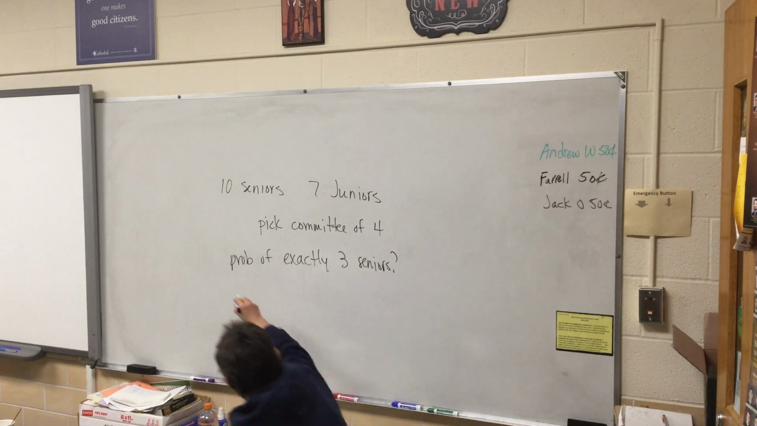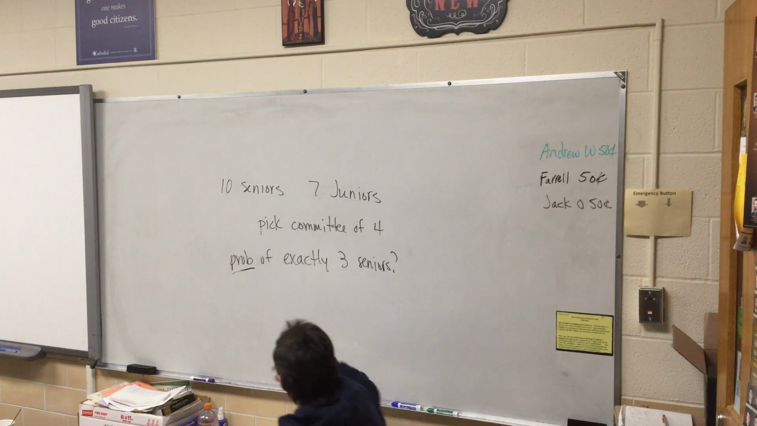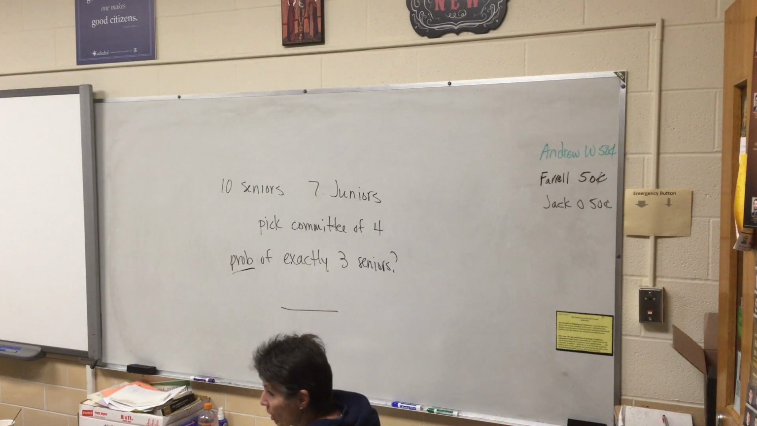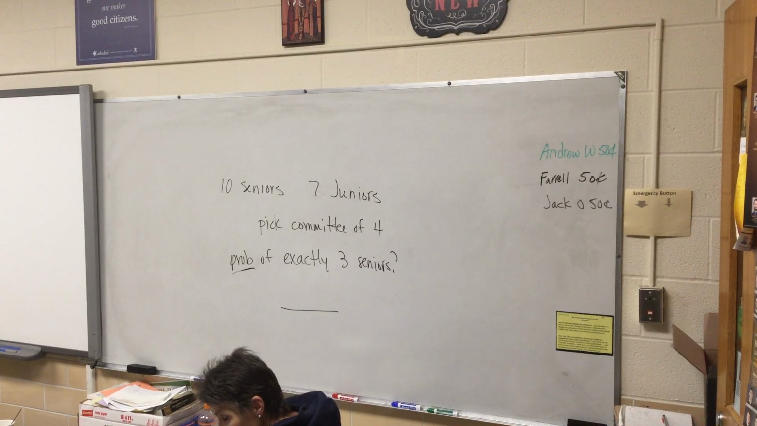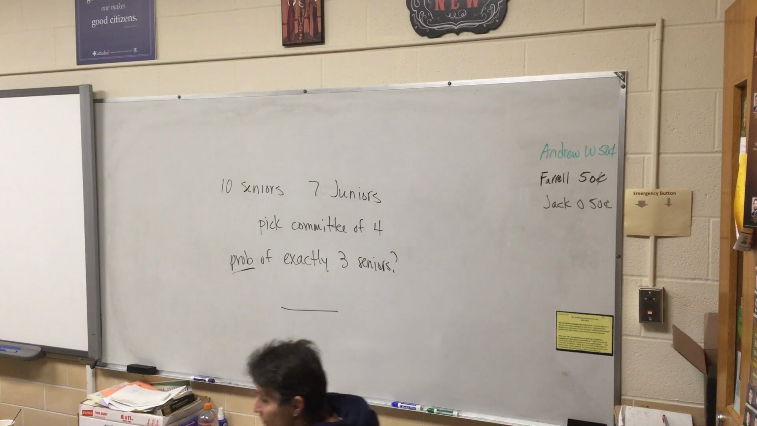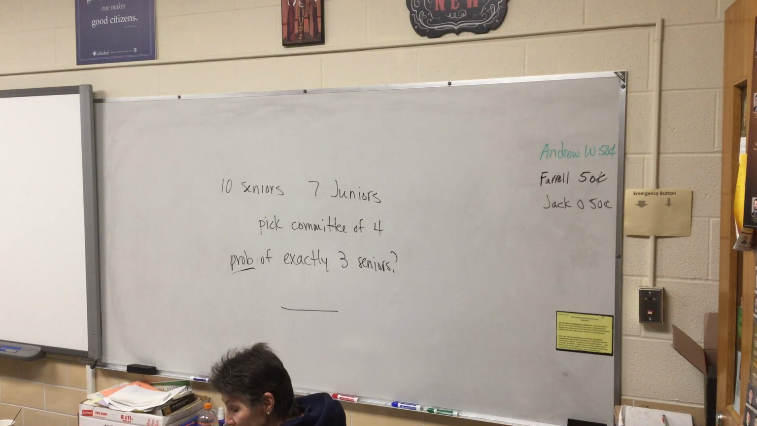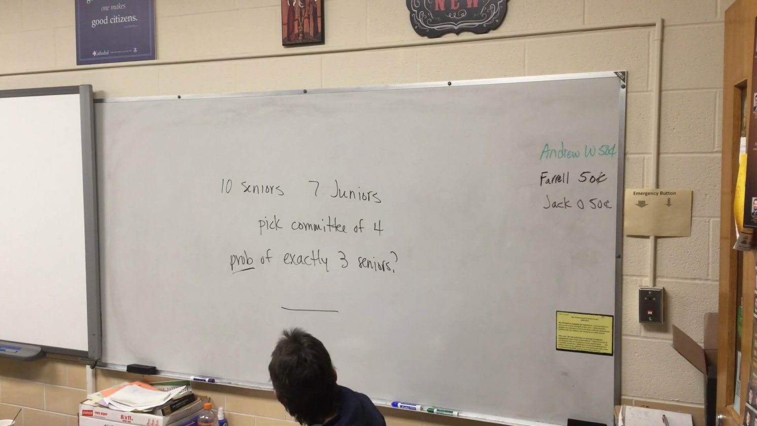Now, it is a probability question. So I will have a fraction. Probability is always a fraction. And in the denominator will be the total. So remember in the last problem, our total was 52C5. What's our total this time? Anybody want to take a stab at it? 17C3 or 4. 17C4, that is exactly right.